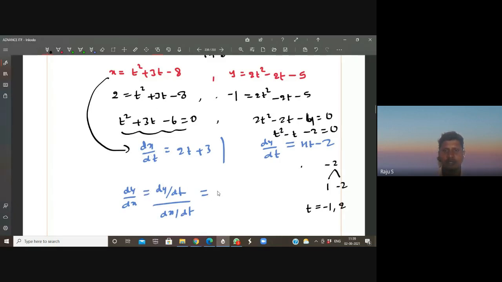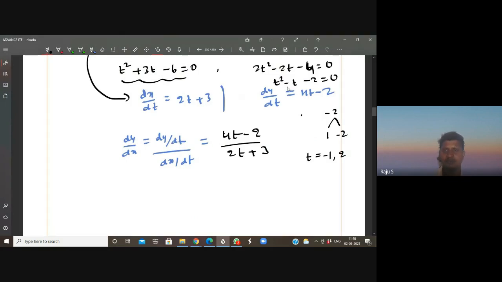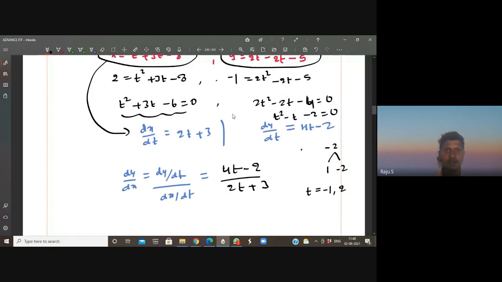Then differentiate both. dy by dt will be 4t minus 2, all divided by 2t plus 3. So I differentiated this one. After differentiating, we have to substitute the t value. Are we getting any common value of t?